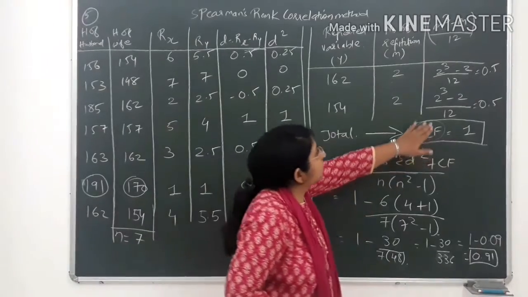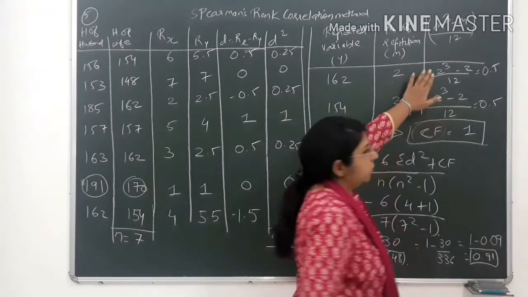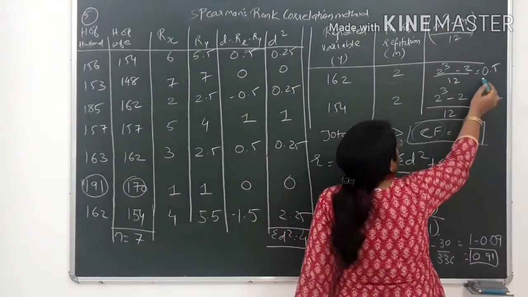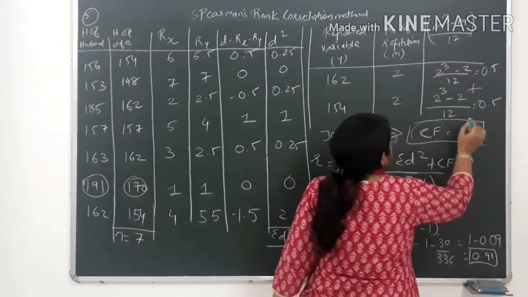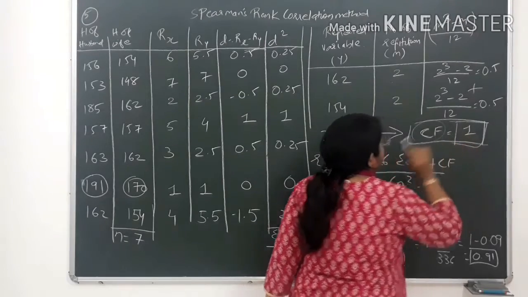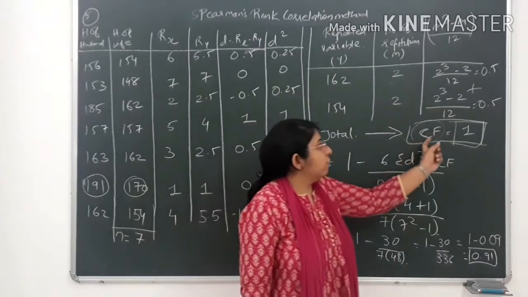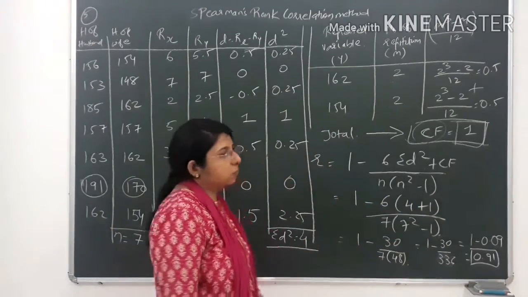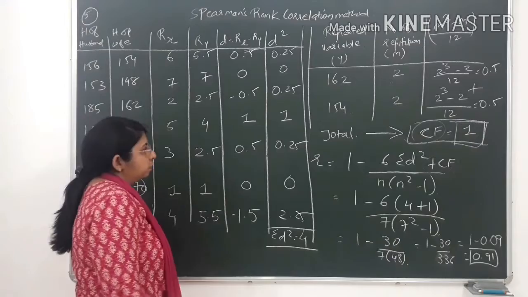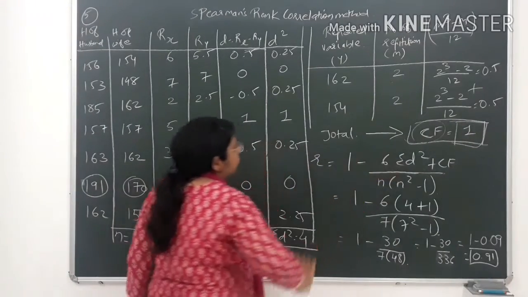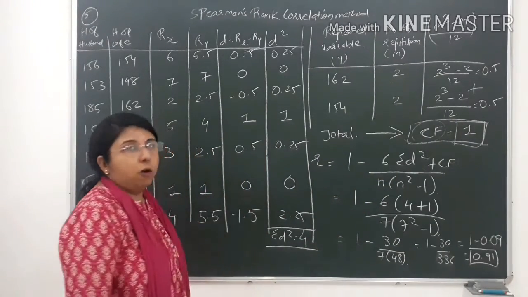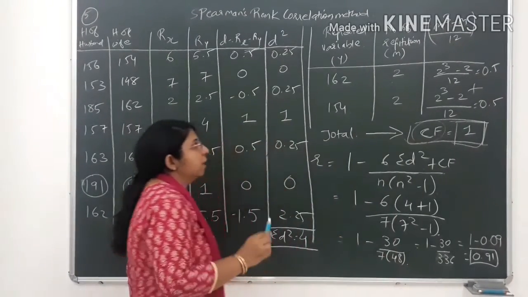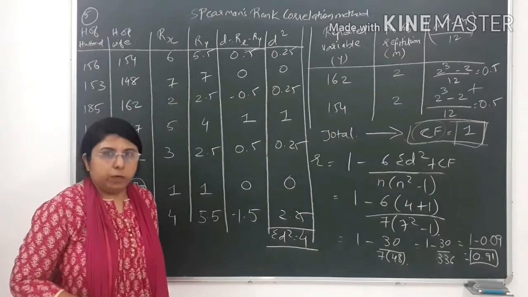Now CF means the total of these values. So over here the total, that is 0.5 plus 0.5, would come to 1. This CF you have to apply in the formula of the rank correlation coefficient by Spearman's method. So this was the main important part of this sum, that is the value of CF. This is to be found out only when the data is repeated more than once in the question.